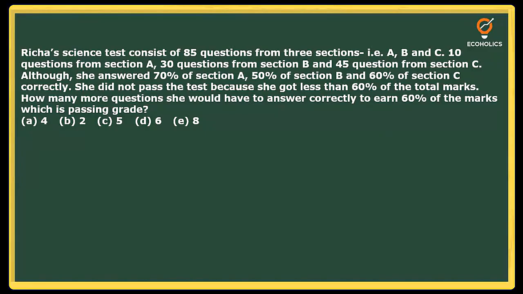So Rechar's science test contains 85 questions from three sections A, B, and C: 10 from A, 30 from B, and 45 from C. She answers 70% of A, so 70% means 7. 50% of B, so that means 15. And 60% of C. So 60% is 3 by 5, 5 will cancel this 9 times, that means 27.